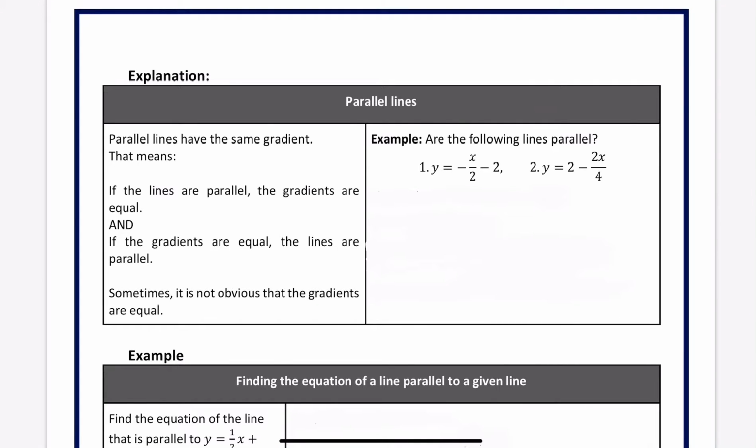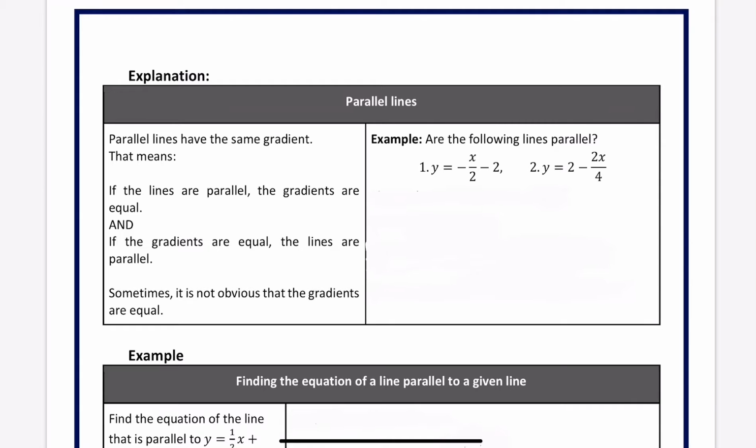Hey everyone, in this video we're going to go through how to identify parallel and perpendicular lines by using just the equation. Okay, so this example here, are the following lines parallel? We have y equals minus x over 2 minus 2, and our second one is y equals 2 minus 2x over 4.